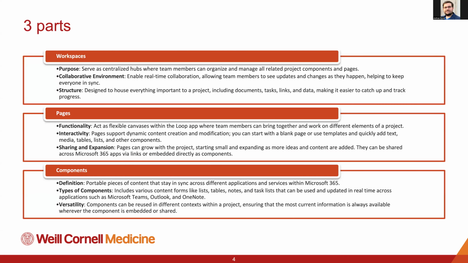Loop has three parts. So Loop as a whole can be thought of in three distinct areas. The first and biggest, going to smallest, is workspaces. Workspaces are the heart of Loop. Everything lives in a workspace. You can think of it like a central hub where you organize everything related to your workspace.